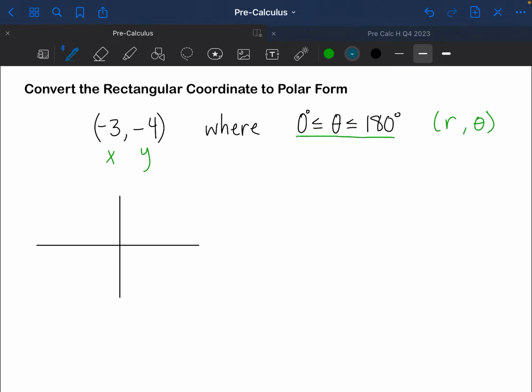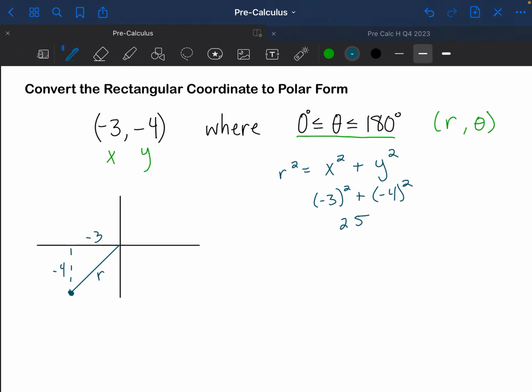So go backwards 3, down 4, and here's our coordinate. Drawing a right triangle with the origin or the pole, we can figure out what the radius is. So the radius is going to be the hypotenuse of this triangle, and because of the world's greatest theorem, we know that r squared is going to be equal to x squared plus y squared. So we got (-3) squared plus (-4) squared, making sure we put those in parentheses, which equals 25, which means r equals 5.